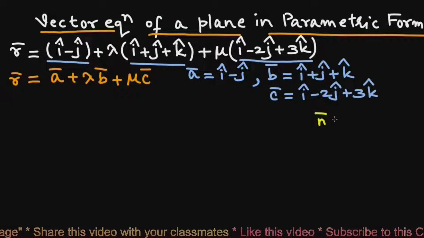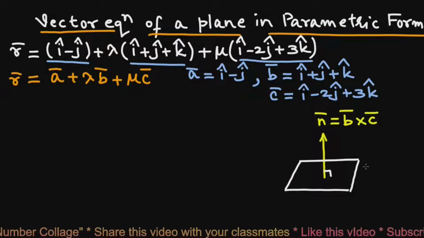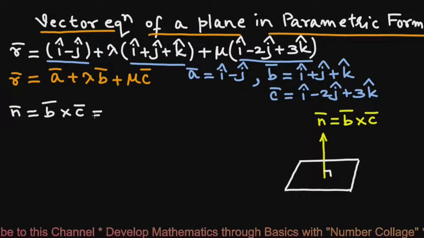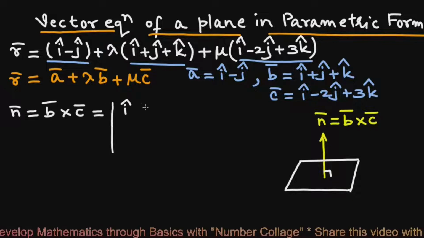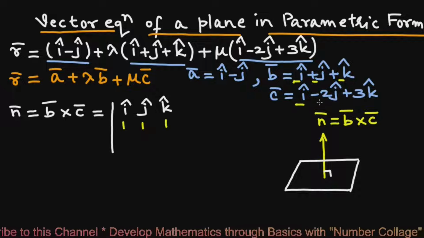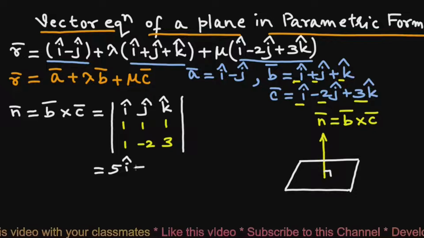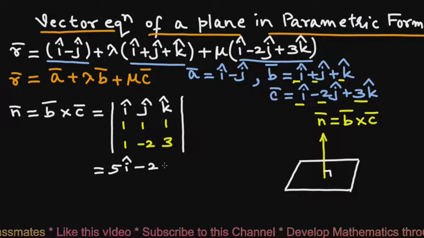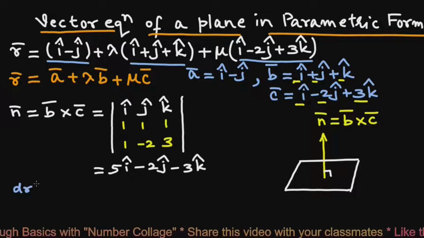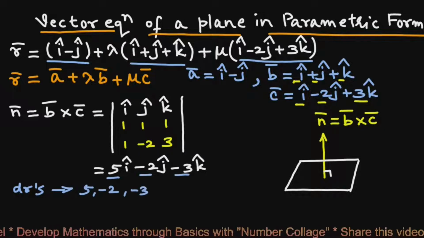Here vector n bar, which is B bar cross C bar, is perpendicular to this plane. So we first write n bar equals B bar cross C bar, which will be a determinant: i cap, j cap, k cap, then 1, 1, 1, then 1, minus 2, 3. This will be (3 plus 2) 5 i cap, minus (3 minus 1) 2 j cap, (minus 2 minus 1) minus 3 k cap. So the direction ratios of this normal will be 5, minus 2, minus 3.